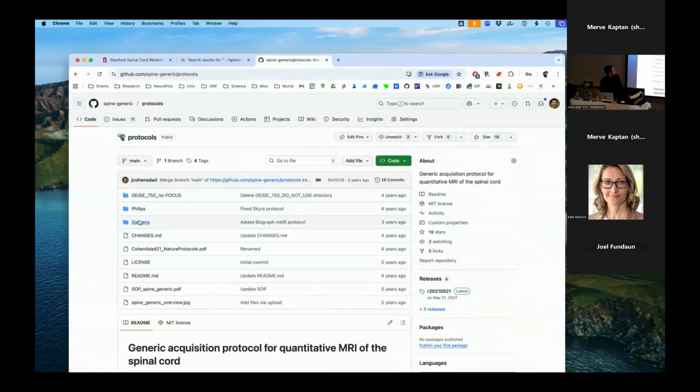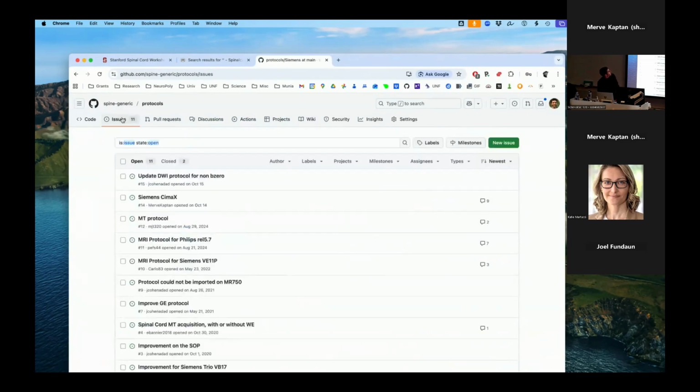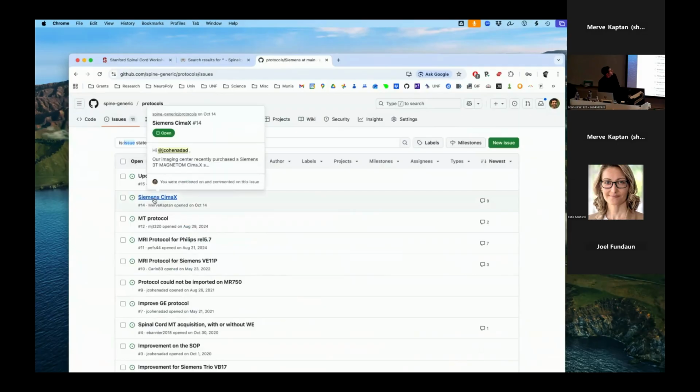But for Siemens, there is no SIMA-X yet, right? But there is an issue. It was opened by Merve. Thank you so much, Merve. Because this is what makes, as simple as that, for any open source project, they live if the community is actively maintaining it. So it really defeats the purpose of having an open source project being maintained by only one person. It's not gonna work. So it's a community driven effort.